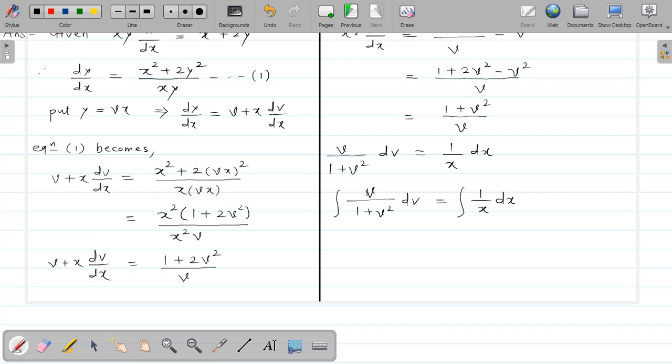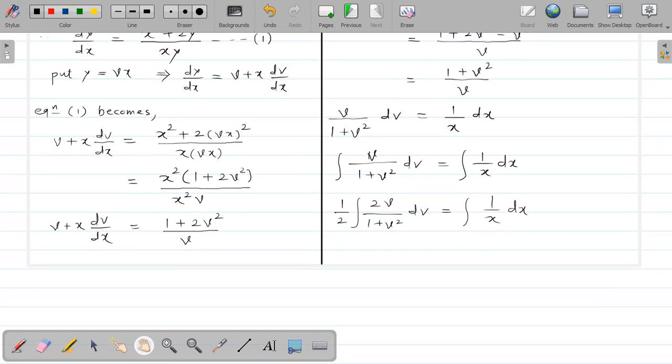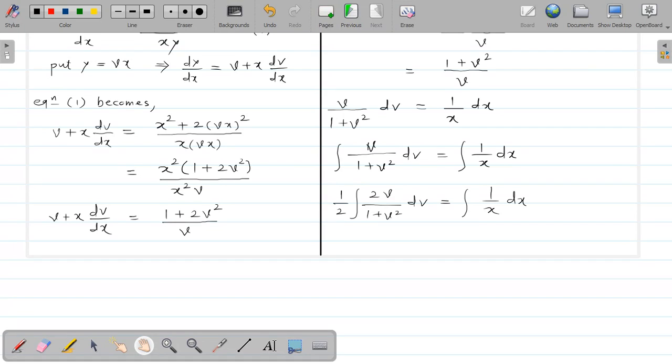Now the integration is very easy, because if you adjust here 2v to the numerator, because the derivative of 1 plus v square is 2v, so I will write 1 by 2 into integration of 2v upon (1 plus v square) dv is equal to integration of 1 upon x dx, because after this adjustment it will convert it into the form of f dash x upon f of x here, because it is 2v upon (1 plus v square). So that's why we get the integration as 1 upon 2 into log of modulus of (1 plus v square) is equal to, here it will be log of modulus of x.